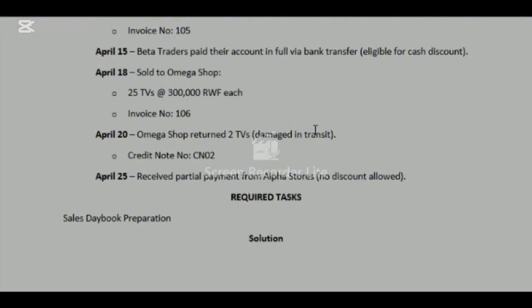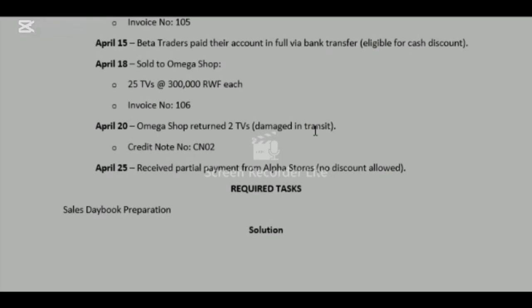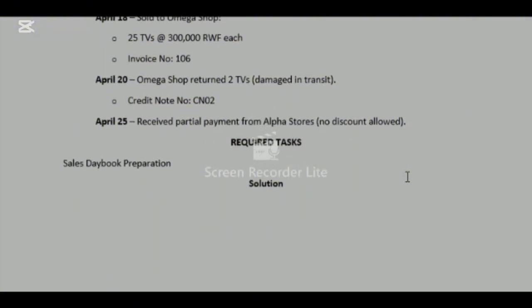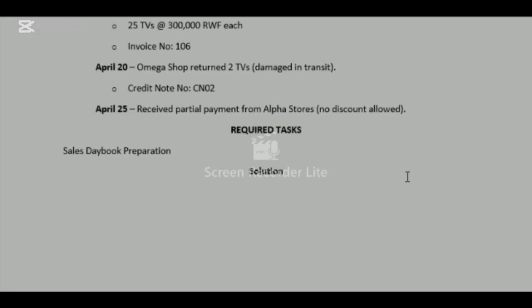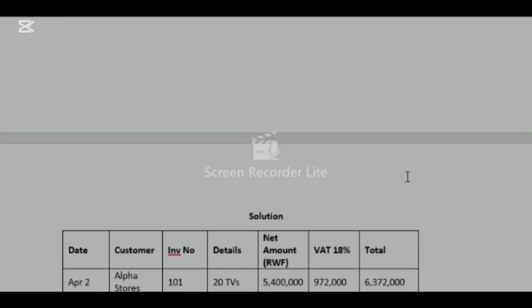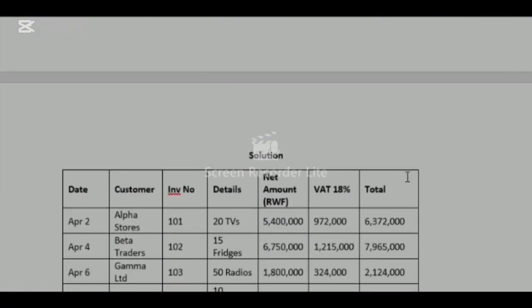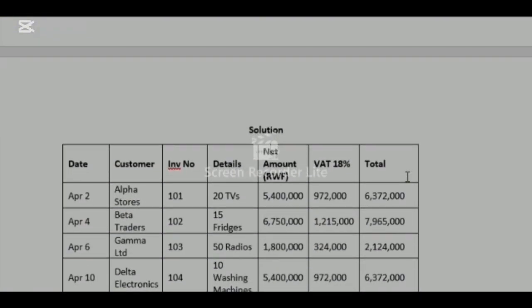On April 18, sold to Omega Shop 25 TVs at 300,000 each with that invoice. On April 20, Omega Shop returned the two TVs damaged in transit, meaning the TVs were damaged during delivery. On April 15, received a partial payment from Alpha Stores, no discount allowed, meaning Alpha Stores paid in more than 10 days. The required task is sales daybook preparation.